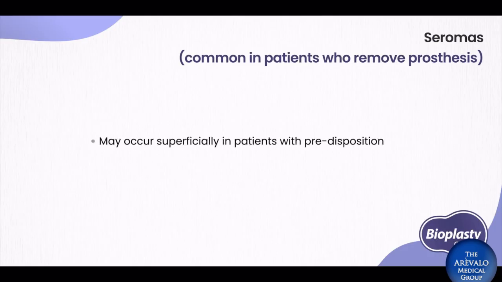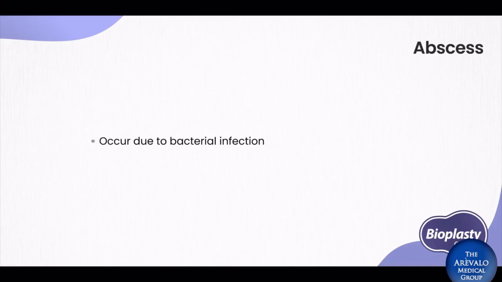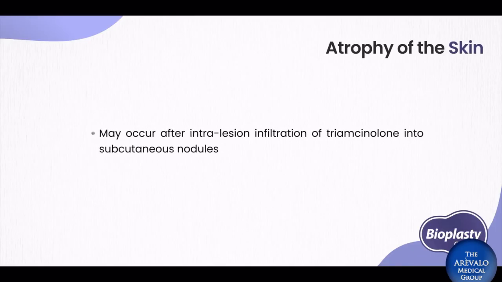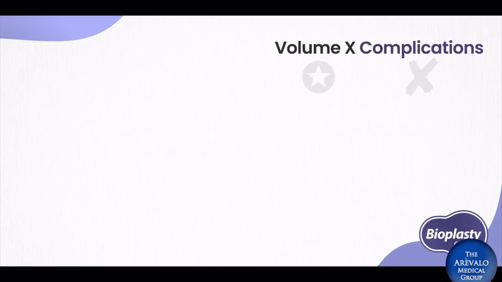Seromas are common in patients who have removed prostheses. They can also occur superficially in patients with predisposition. Abscesses occur due to bacterial infection. Skin atrophy can occur after intralesional infiltration of triamcinolone into subcutaneous nodules.